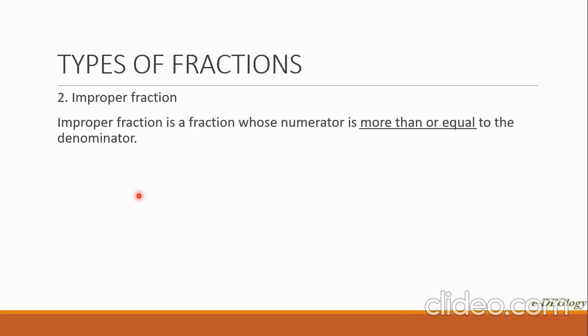The next type of fractions is what we call improper fraction. An improper fraction is a fraction whose numerator is more than or equal to the denominator. Here we have examples: 7 over 6, 8 over 3, and 11 over 11.